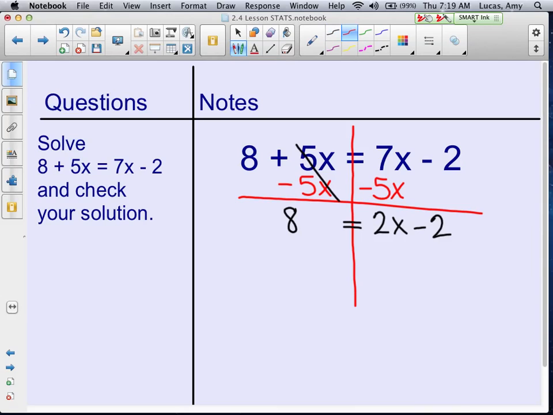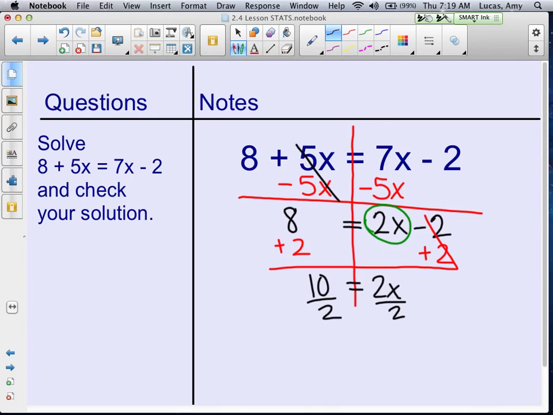Now this is a two-step equation. It's just like the last section. My married couple piece is the 2x. The coefficient 2 and the x right next to each other. That's my married couple. So I need to eliminate the minus 2 by adding 2 on both sides. I now have 8 plus 2, or 10, equals 2x. So my last step is to divide by the 2 that was in front of my x, giving me a solution of x equals 5.